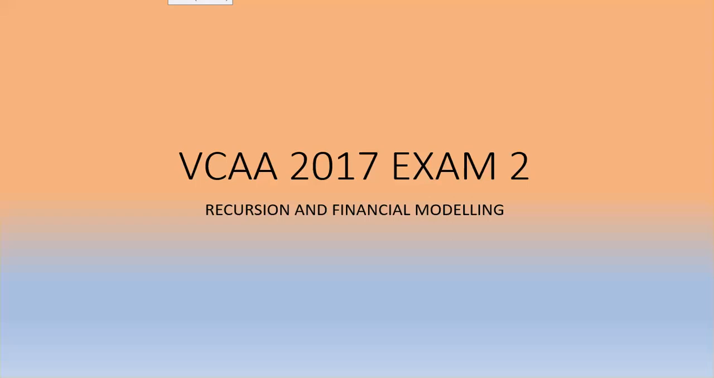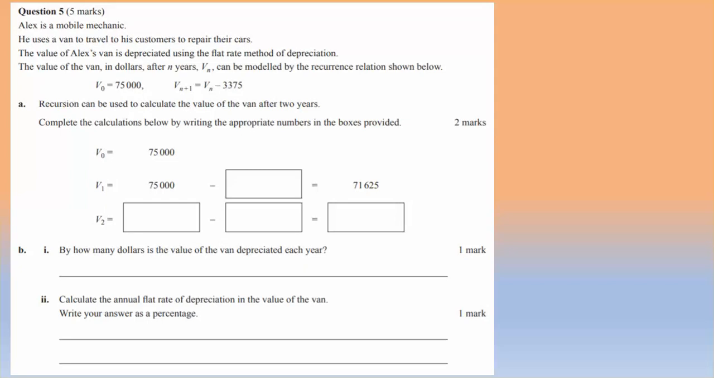Okay, VCAA 2017, Exam 2, Recursion and Financial Modelling. Alex is a mobile mechanic. He uses a van to travel to his customers to repair their cars. The value of Alex's van is depreciated using the flat rate method of depreciation. The value of the van in dollars can be modelled by this recurrence relation: V0 is 75,000. The next value is the current value minus 3375.